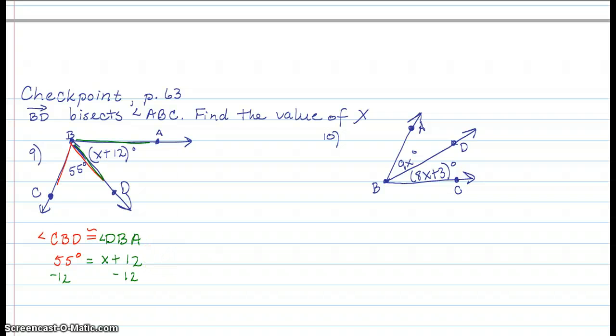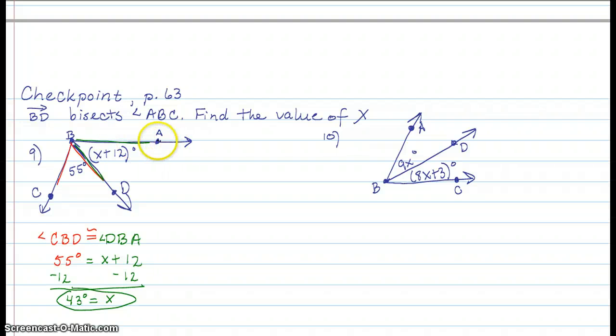Okay, so now we've got 12 and negative 12 is nothing, so you're left with x. And then we've got 55 degrees minus 12 degrees. 55 minus 10 is 45, minus 2 more is 43 degrees. So x equals 43 degrees, although it doesn't really tell you what the value of that other angle is. We can see that this is obtuse.